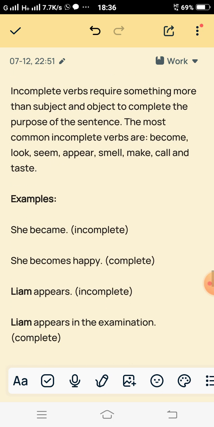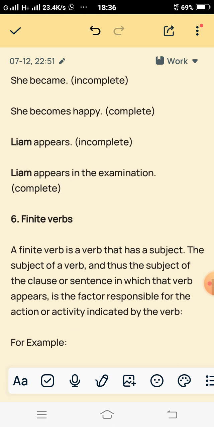Examples: She became, incomplete. She becomes happy, complete. Liam appears, incomplete. Liam appears in the examination, complete. So, when she became, this is incomplete. When the sentence is she becomes happy, this is complete.